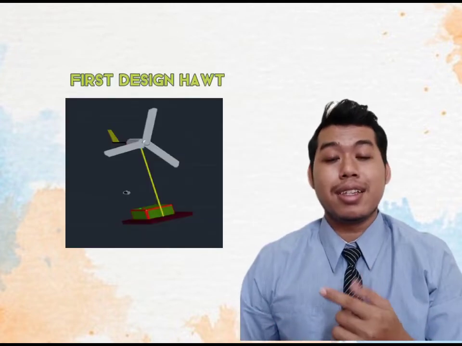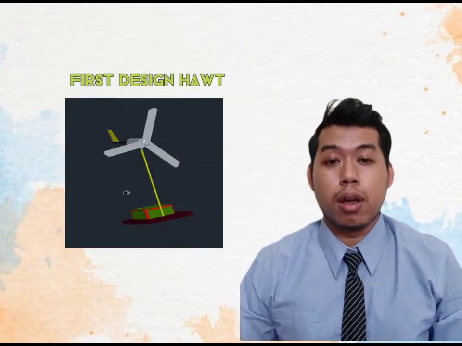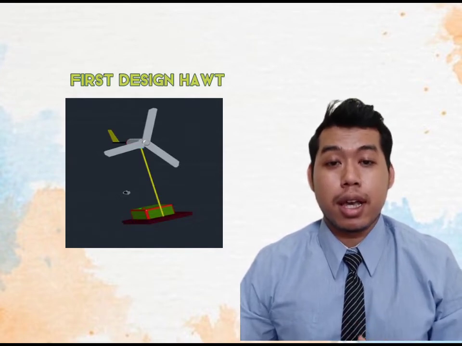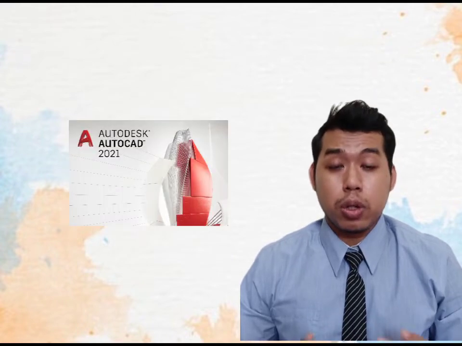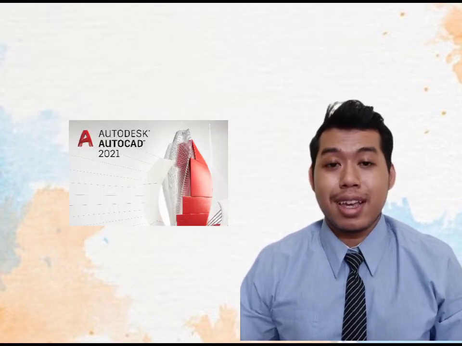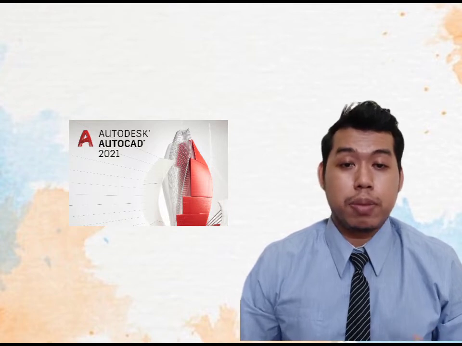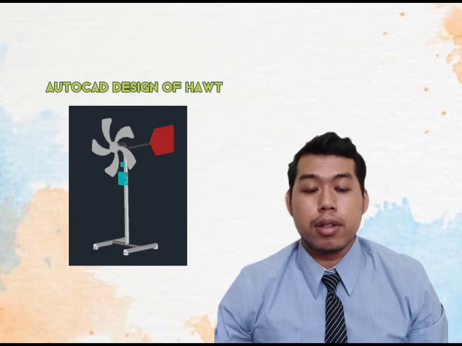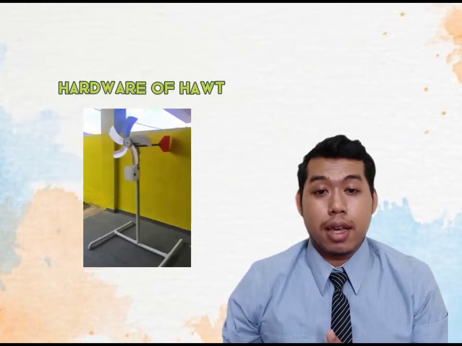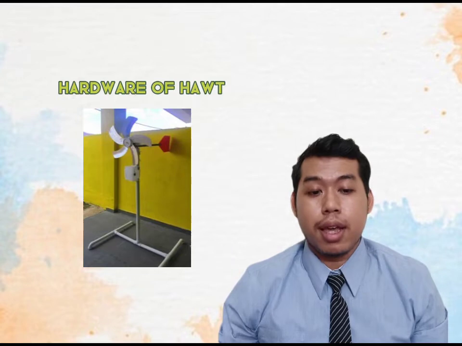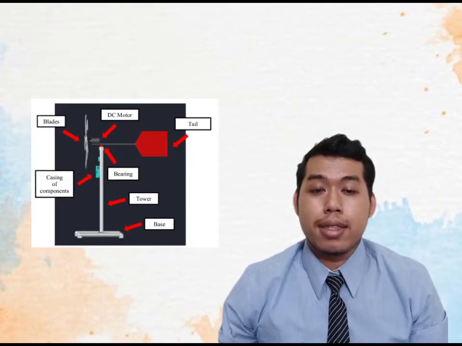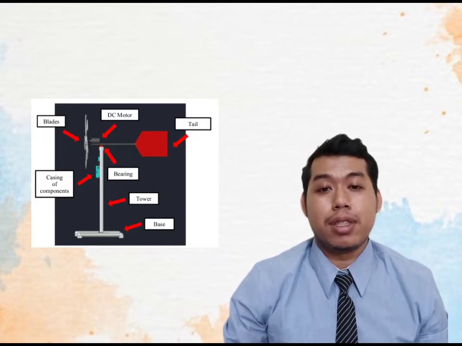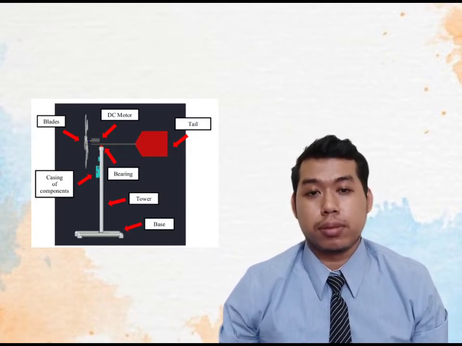Okay, this is the last picture for the methodology. This is the first design of the horizontal wind turbine that I created using AutoCAD 2021. The design uses just 3 blades. Okay, for the results and analysis, this is the second design of the horizontal wind turbine that I created using AutoCAD 2021. This design is more portable than the first design in the methodology.